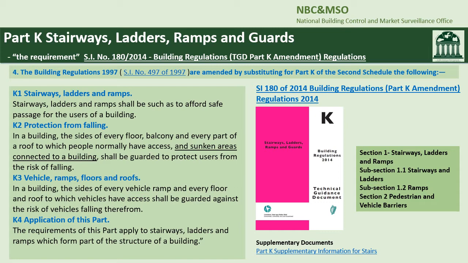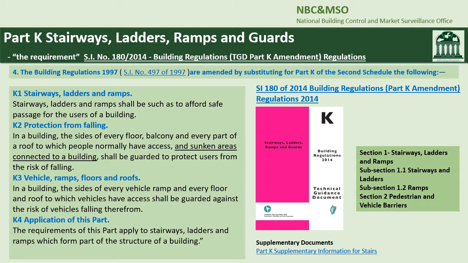K1, stairways, ladders and ramps. Stairways, ladders and ramps shall be such as to afford safe passage for the users of a building. K2, protection from falling. In a building, the sides of every floor, balcony and every part of a roof to which people normally have access and any sunken areas connected to the building shall be guarded to protect users from the risk of falling. K3, vehicle ramps, floors and roofs.